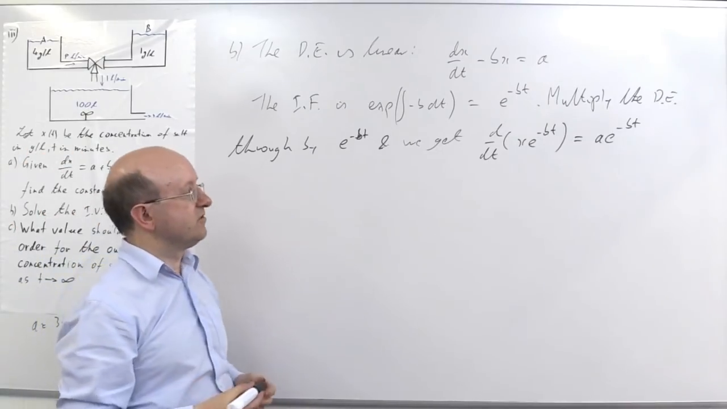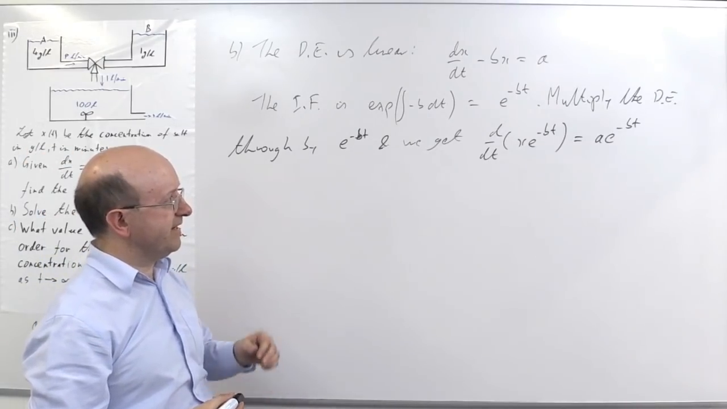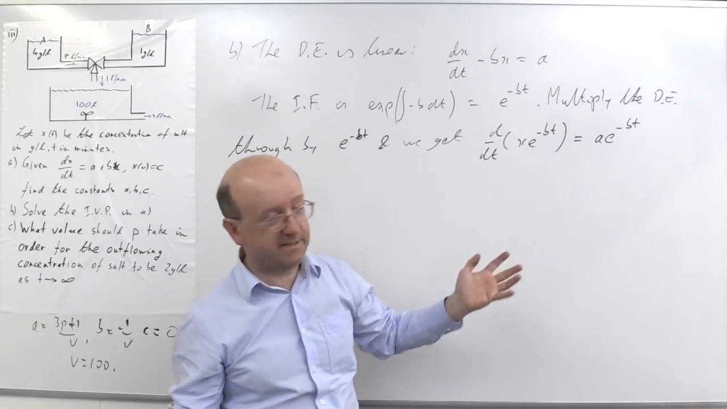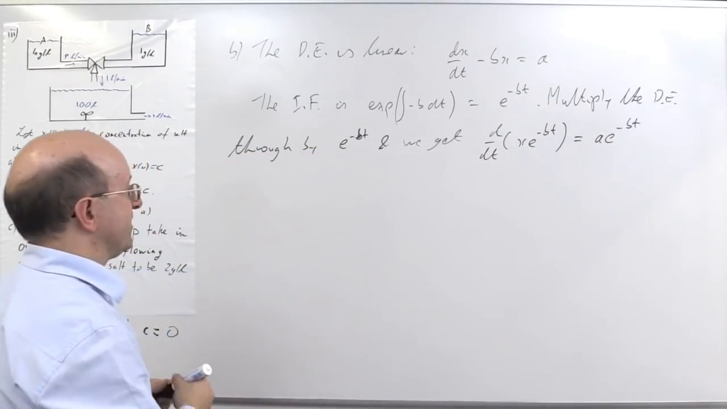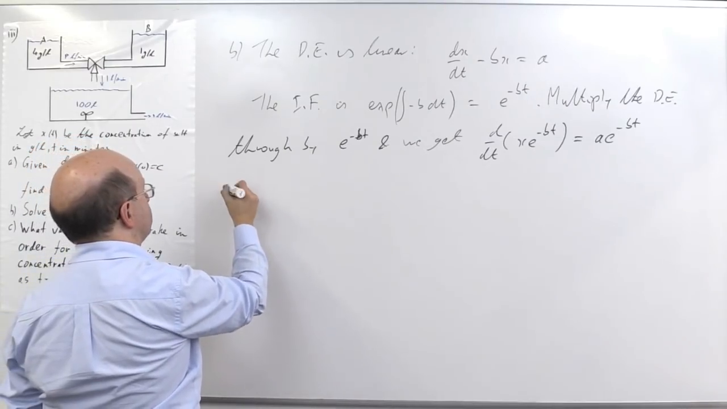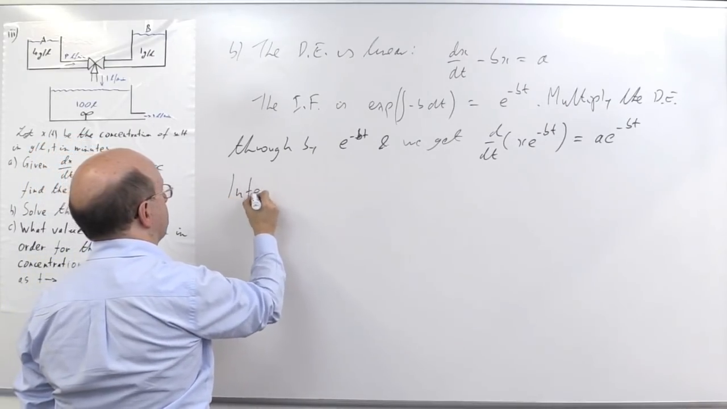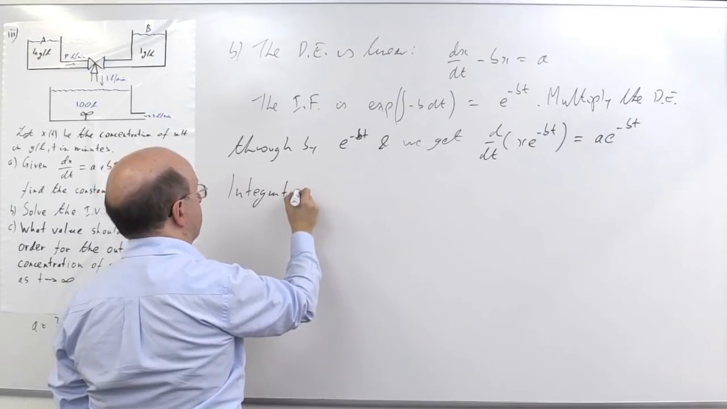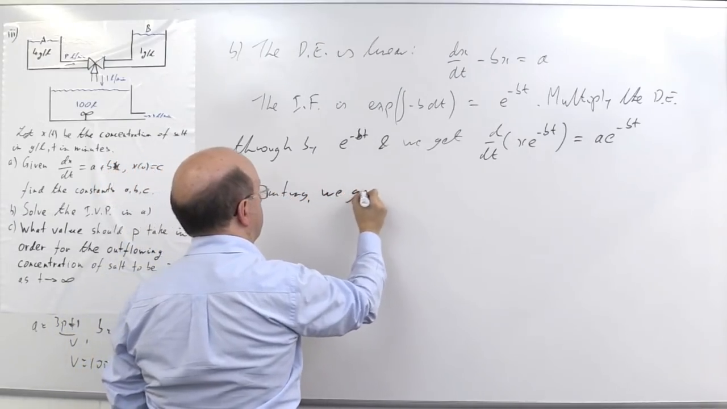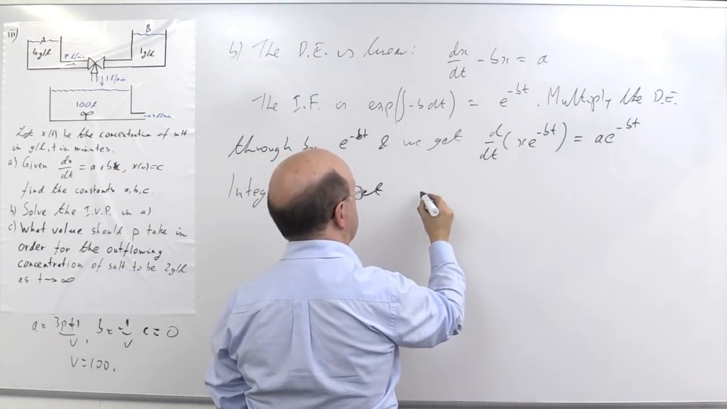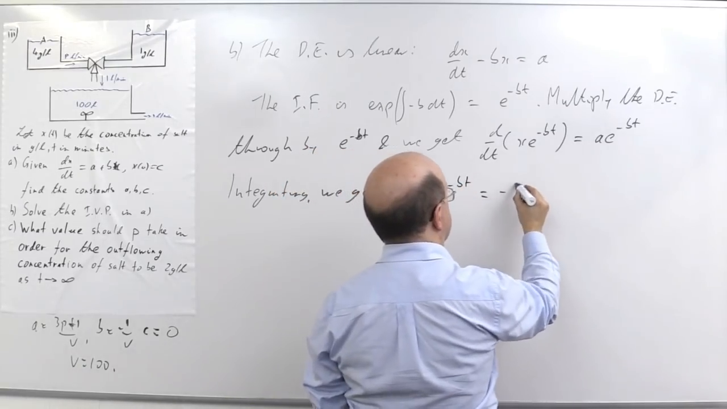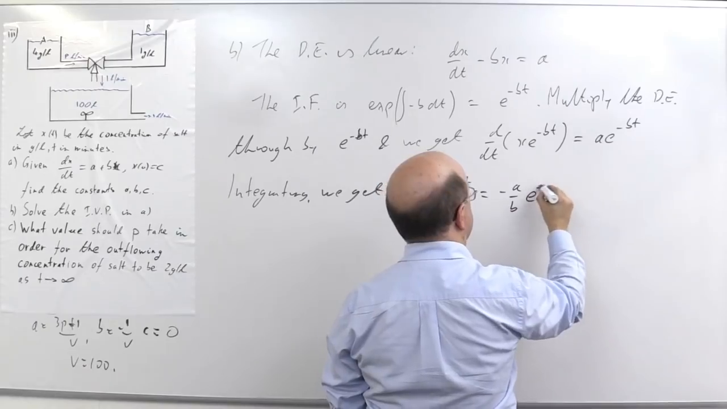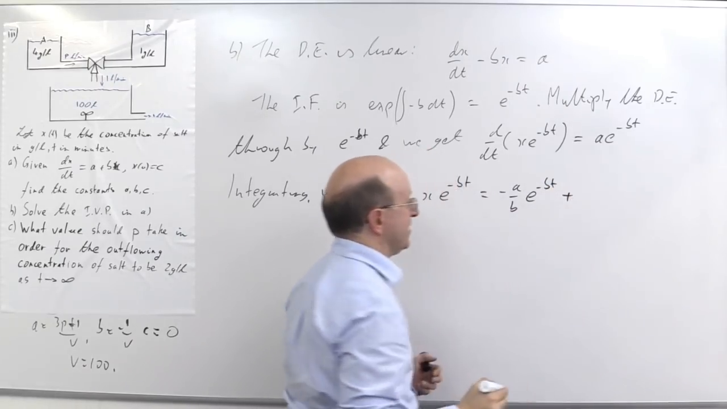Now we just need to integrate both sides of that. That side's easy because it's a total derivative. That side's just a straightforward integral, straightforward exponential. So integrating, we get x e to the minus bt is minus a over b e to the minus bt plus the arbitrary constant.